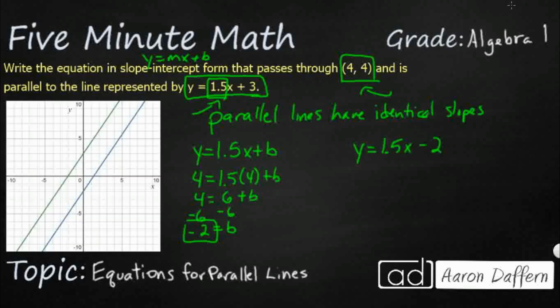So the original line here, 1.5x plus 3, is this green line. And you notice it's got the slope of 1.5, goes through 3 as the y-intercept. And here's my new one, y equals 1.5x minus 2, because you notice its y-intercept right there is at -2, and they both have the same exact slope of 3 over 2, or 1.5x.